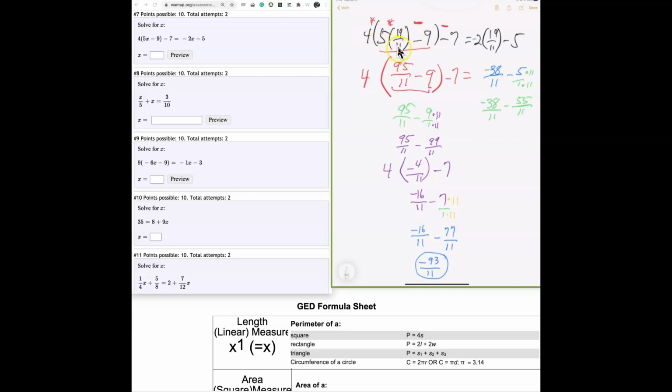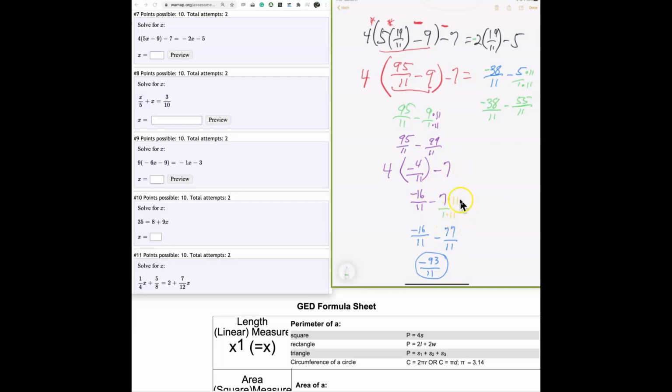So 5 times 19/11 is 95/11, and we're going to subtract 9. We turn 9 into a fraction by just putting on a 1. And then we need a denominator of 11, so we multiplied the numerator and the denominator of this fraction by 11. We ended up with 95/11 minus 99/11, which is negative 4/11. And then we multiplied it by the 4 here. And then we got negative 16 elevenths. We had to subtract the 7.